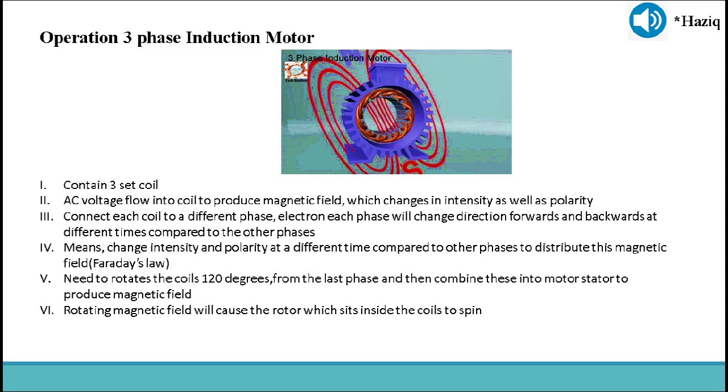Okay, then to rotate the rotor, we need to rotate the coils 120 degrees from the last phase and combine this into the motor stator to produce a magnetic field. The rotating magnetic field will cause the rotor, which sits inside the coils, to spin.